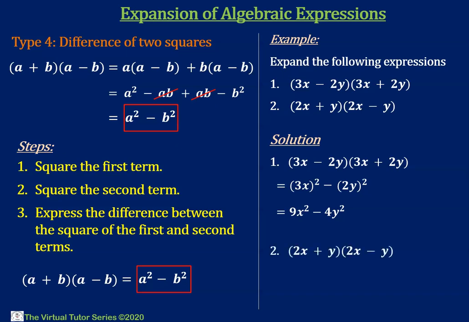Example 2. (2x plus y) times (2x minus y). We first square 2x and subtract the square of y. (2x) all squared is 4x squared minus y squared.